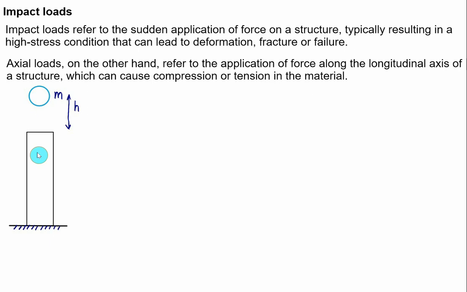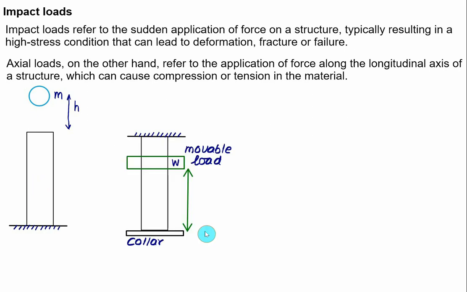In this situation, the bar can develop a large axial load that can cause the column to buckle or bend, and there is a failure. To prevent such failures, we must consider the impact load that a structure may be subjected to and design it accordingly. Take another example here.